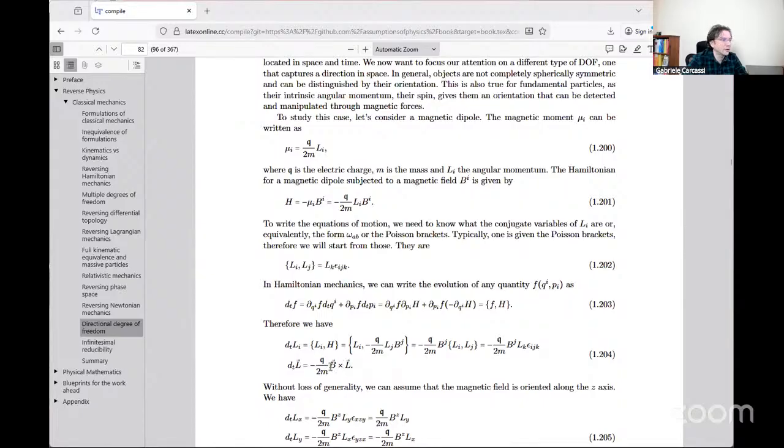So, there you go. Now this is just the cross product, and so you have the derivative of L equal to minus a constant times the cross product between the magnetic field and the angular momentum of the magnetic dipole.